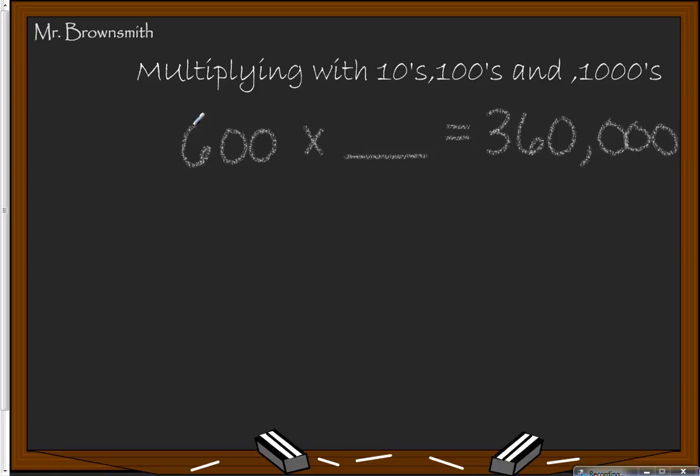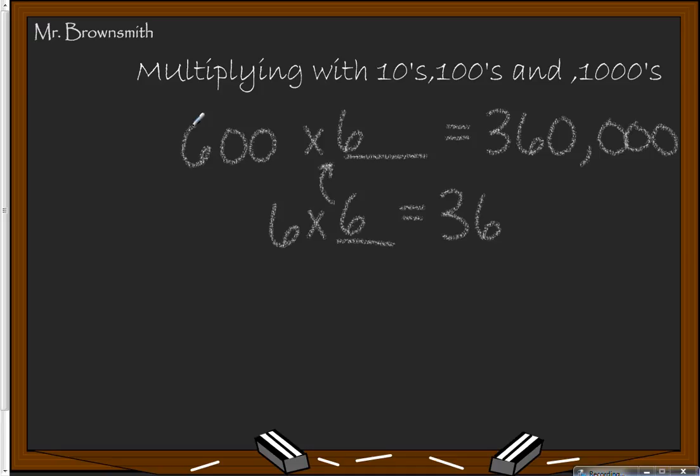360,000. What I tell my students is that we need to rewrite this number sentence again without the zeros. So if we do that, it should look like this. 6 times something equals 36. Now we can see that our missing number is in fact 6. So then we take this 6 and we add it right up top here.